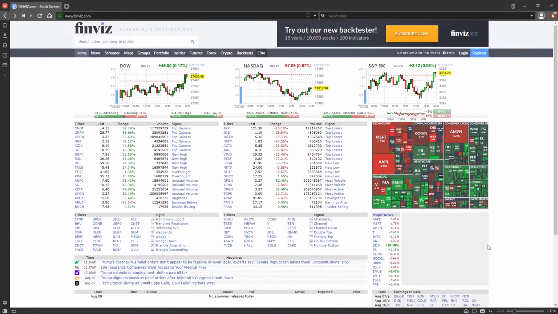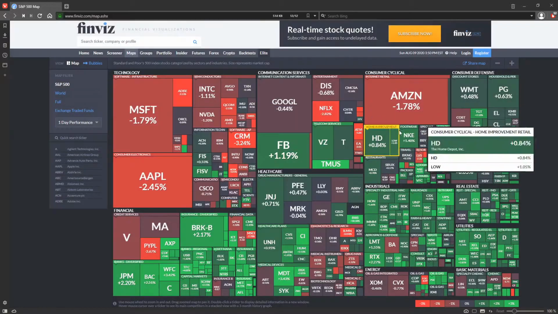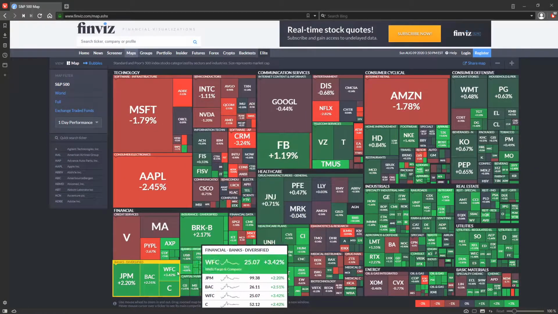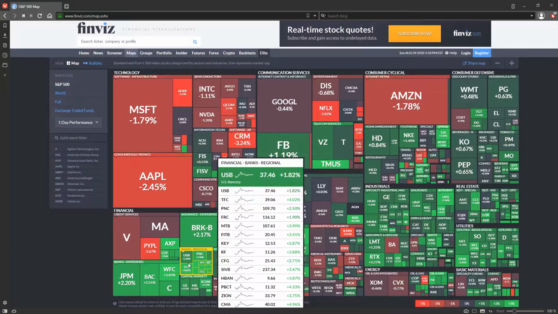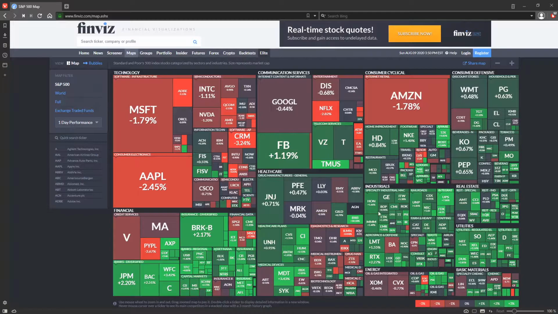Here we have some news, and then we have some upgrades and downgrades in oil and whatnot, and recommendations. This is a heat map. I think a lot of people are familiar with the heat map, and you can see which sector is green. As you can see now, financials are super green. JP Morgan, Bank of America, Wells Fargo, and whatnot.